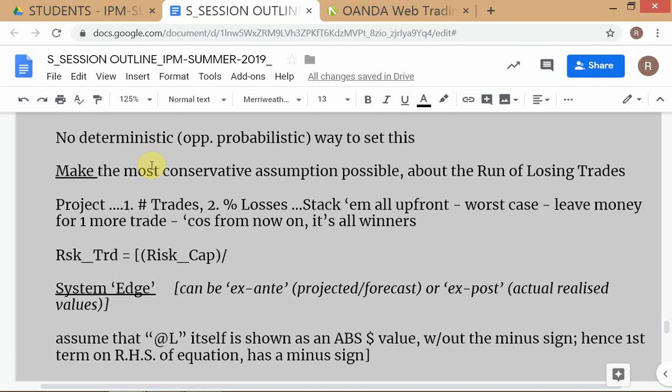So if it is actually true that it will take, let's say, 10,000 soldiers to retake Pakistani occupied Kashmir, if you're the army chief, and you think it will take 10,000 soldiers, you would probably estimate that it will take 18,000 or 20,000 soldiers. So you estimate in excess. That would be a conservative estimate. If we know for a fact that only 10,000 soldiers will be required, but we set the number as 20,000, then we say it's a conservative estimate. Is this clear? So when it comes to losses, we are going to assume more losses. We are going to assume maximum losses. So we are going to make the most conservative assumption possible about the run of losing trades.